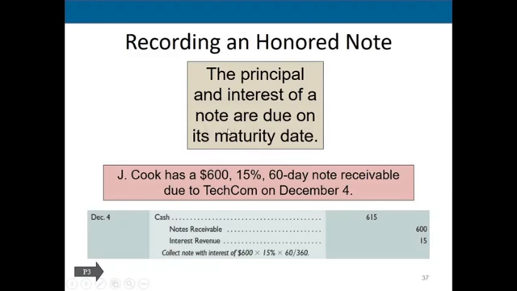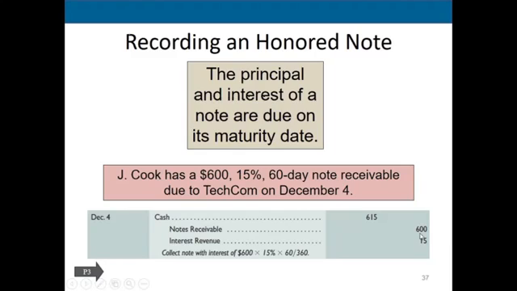Okay. What happens when the note gets paid off? I love how they just change it up on us, right? Let's not keep with the $1,000 note. Let's change it to a $600 note. So let's record a note that's now been honored. I would assume that we issued a note. It was for an accounts receivable that was transferred. We issued a note to Jay Cook for $600. It was 15% and 60 days. Okay, we did this. It looks like we got it on December 4th.